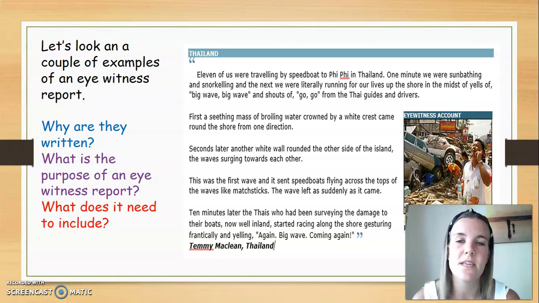Okay, so you can see this eyewitness report was written in a place called Thailand. And this eyewitness report has been written after a tsunami that happened in Thailand quite a few years ago now, but it was a big disaster that happened to lots and lots of people living in that area, where a great big wave had caused lots of damage and sadly lots of people to lose their lives. And this is the eyewitness report from that tsunami.